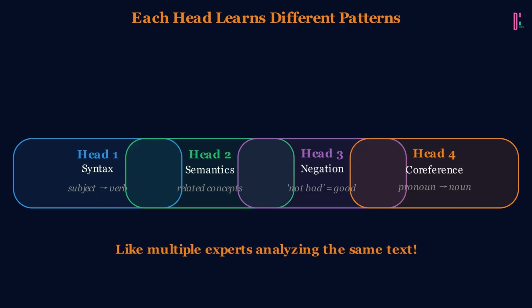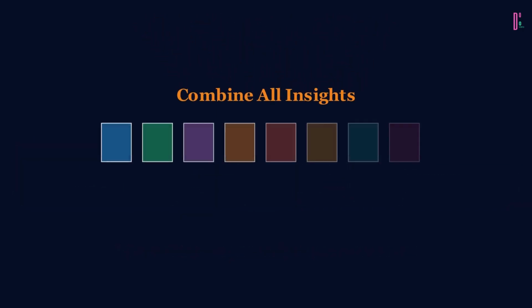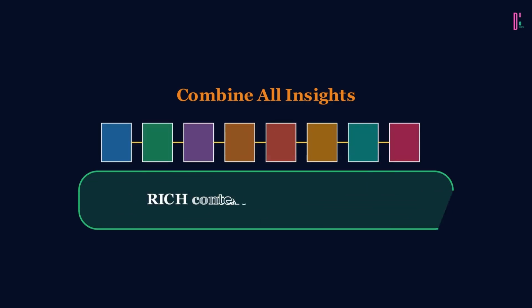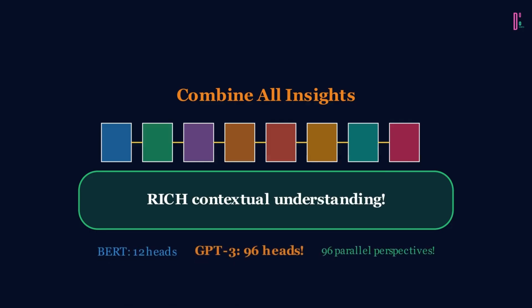Think of it like multiple experts analyzing the same text. A grammar expert, a meaning expert, a relationship expert. Combine all their insights, and you get a rich understanding of context. GPT-3 uses 96 attention heads. That's 96 parallel perspectives on every single word. No wonder it understands nuance.